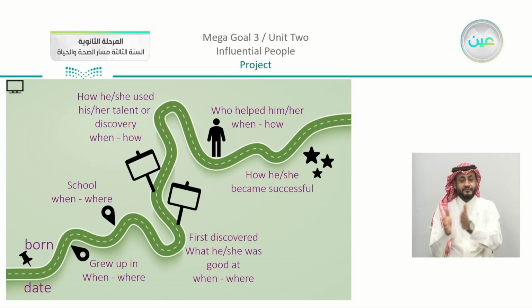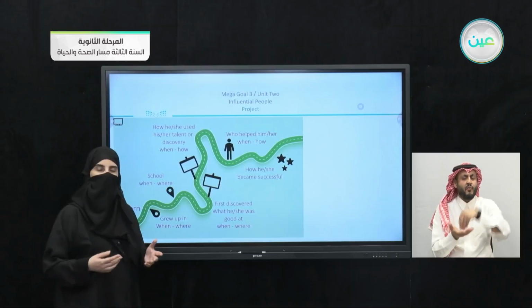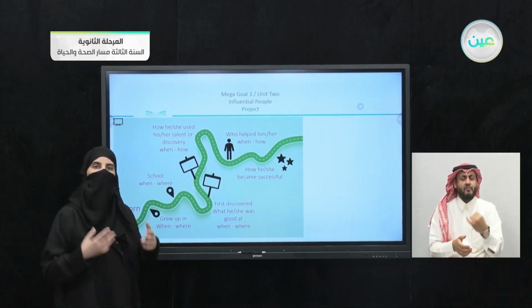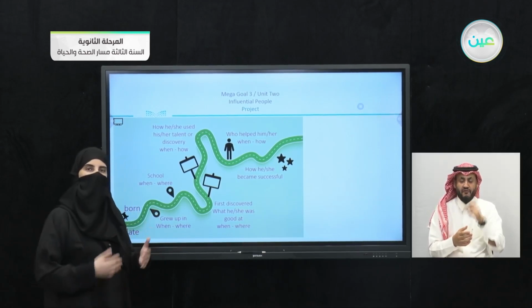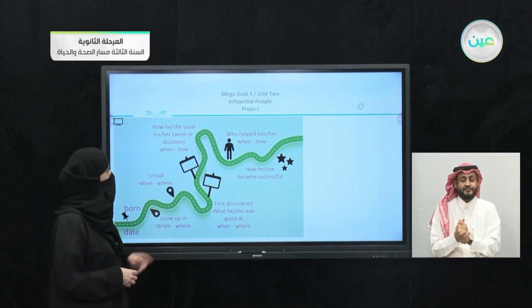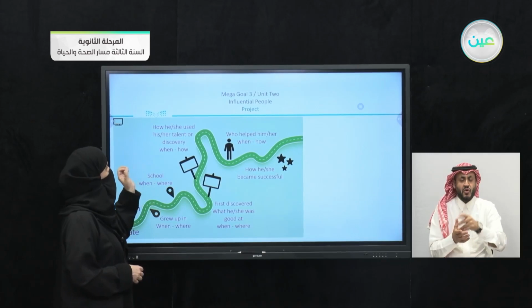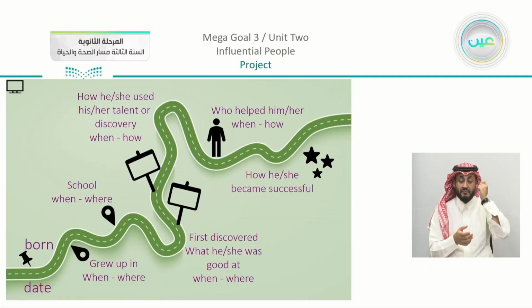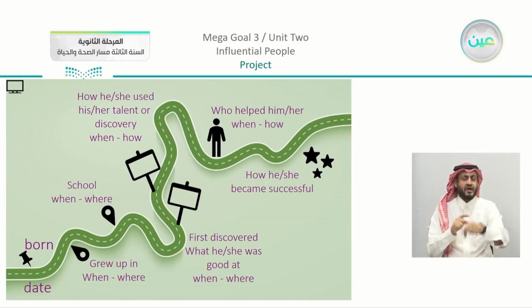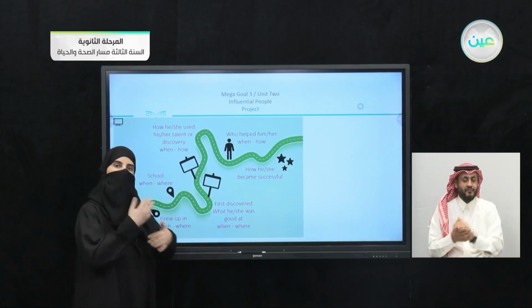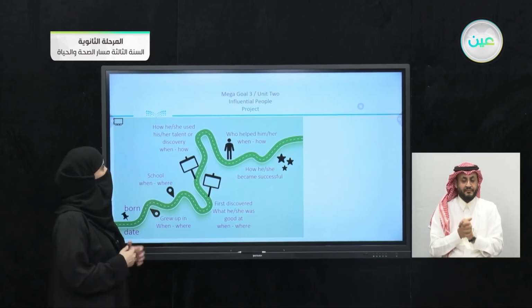Moving on in our timeline, we can see here, first discovered, what he or she was good at, and when and where. So we have here lots of things that can be discussed, and endless examples for people who have discovered their talents and started their history. Moving on with our timeline, we have here how he or she used his or her talent or discovery, when and how. So the first part is going to be how this person discovered, and then how they started using this talent.